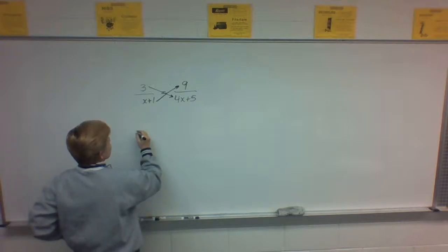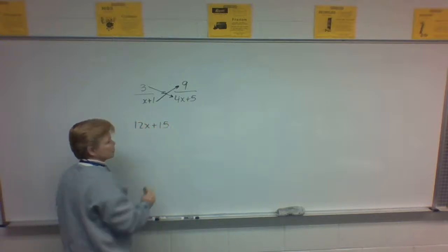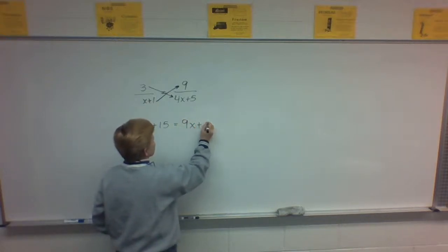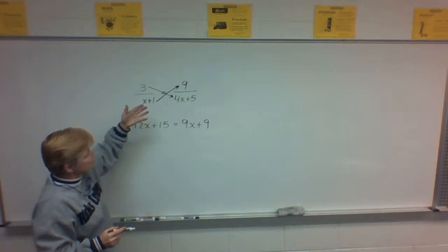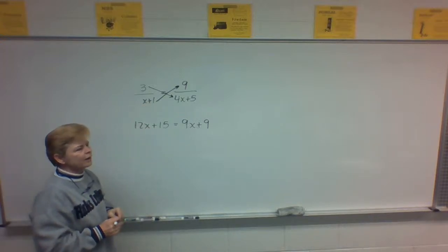Okay, so it's going to be 12x plus 15. Do you understand that move? Equals 9x plus 9. So in a situation like this, just cross multiplying immediately reduces it to something you learned in chapter 3 of Algebra 1.